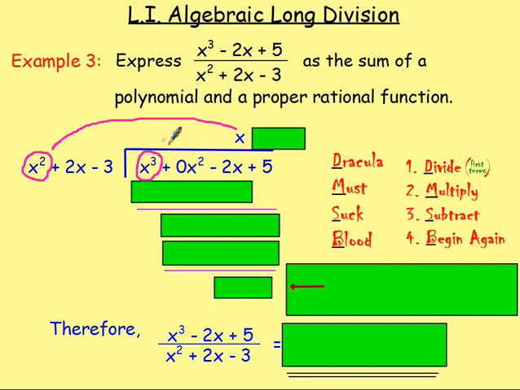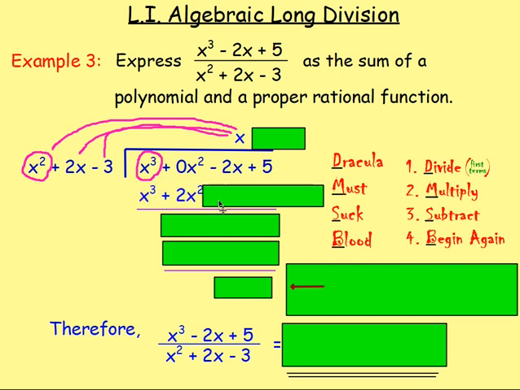So x times x squared, x times the 2x, and x times this negative 3. If you do that, x times x squared gives you x cubed, x times 2x gives you plus 2x squared, and x times negative 3 is negative 3x. After that, Dracula must suck. You know, every couple of lines you will draw a line and you will subtract.